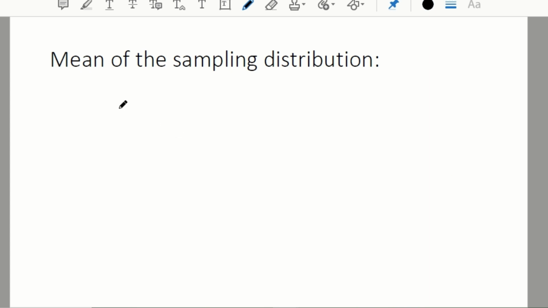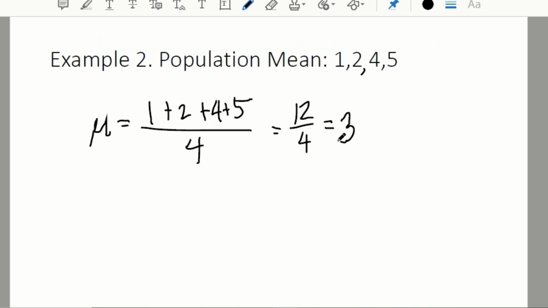Next, let's go to the mean of the sampling distribution. By our shortcut, mu x bar is just equal to the population mean, which is equal to 3. This one.